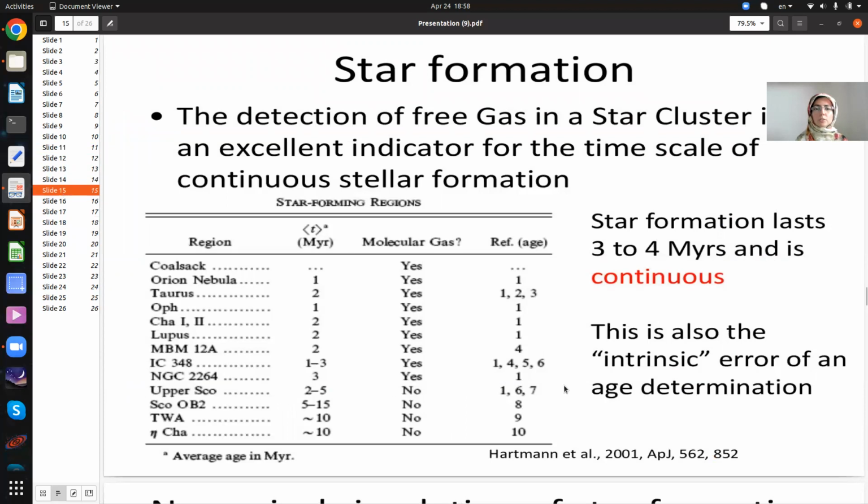Star formation: the detection of free gas in a star cluster is an excellent indicator for the time scale of continuous stellar formation. Star formation lasts 3 to 4 million years and is continuous. This is also the intrinsic error of an age determination.